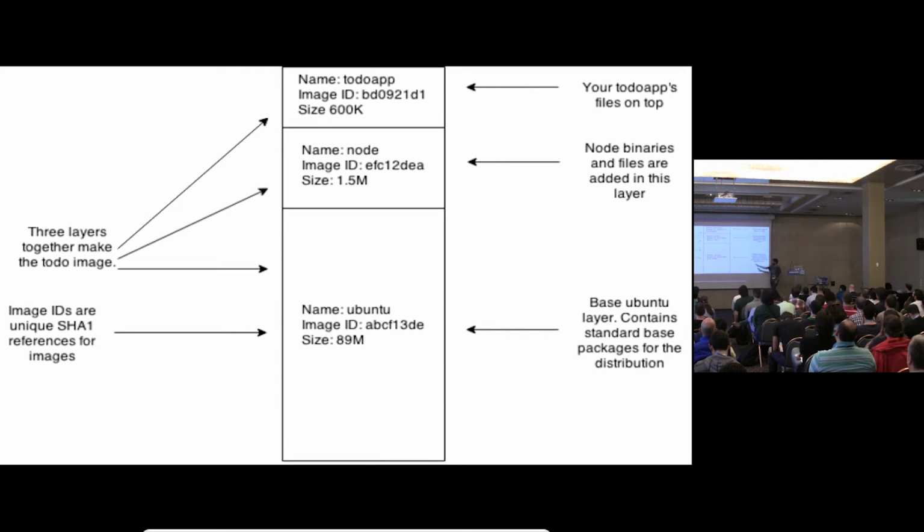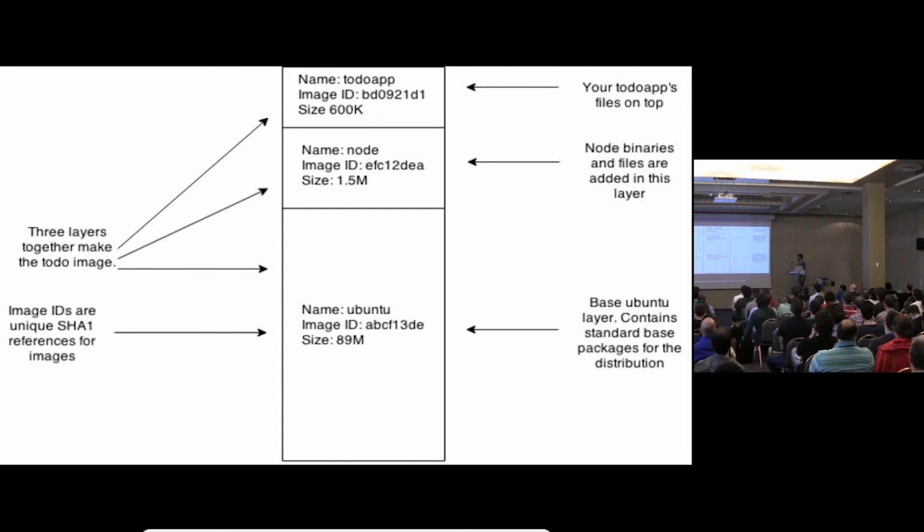When you download, for example, the Ubuntu image, you get roughly an 89 meg blob, a file system tar file essentially, onto your disk. And on top of that, at the top there, is the image of a to-do app that I got from my book, and that sits on top of Node, and Node sits on top of Ubuntu. So the differences between Ubuntu and Node are stored in a layer. And on top of that, the changes for my to-do app, the app code, is stored on top as a layer. So why is this important?